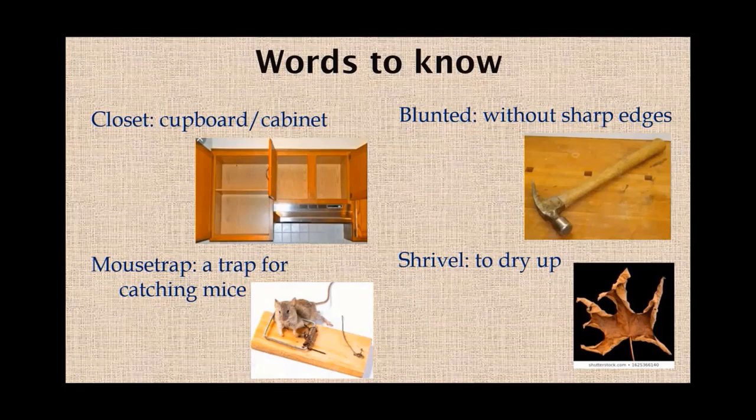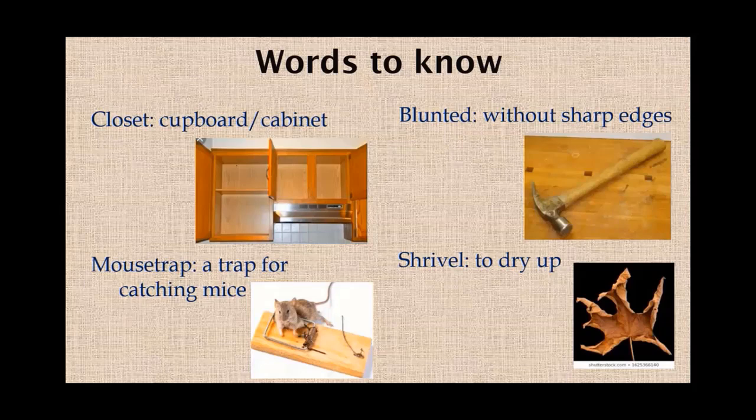The first word is closet. Closet is a cupboard, a wooden cupboard or cabinet or drawer, as you can see in the picture as well. Mouse trap means a trap for catching mice. Here are pictures attached so you can clearly understand what the meaning of that typical word is. By blunted, we mean a tool which does not have any sharp edges. For example, a hammer, unlike a knife, has no sharp edges. It is a tool, but it has no sharp edges. Blunted means without sharp edges.